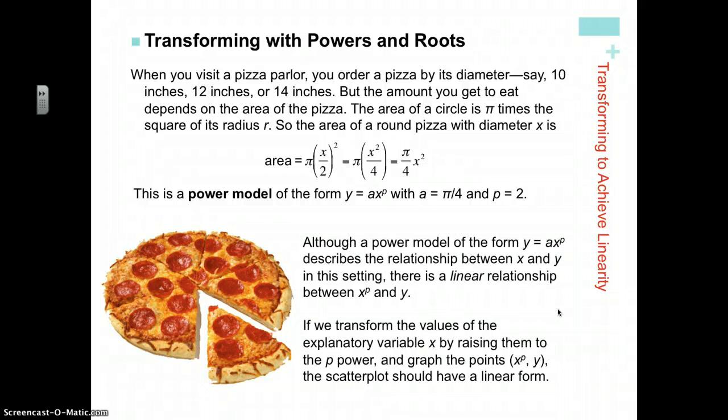So although a power model of the form y equals ax to the p describes the relationship between x and y in this setting, there is a linear relationship between x to the p and y. So maybe not a linear relationship between x and y, but there would be between x to the p and y. So if we were to transform the values of the explanatory variable x by raising them to the power p, graph the points x to the p, y, your scatter plot would now have a linear form.